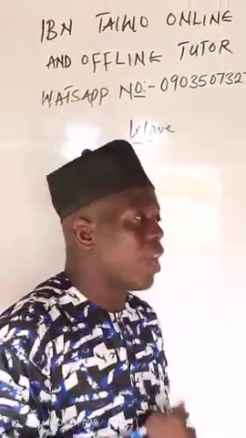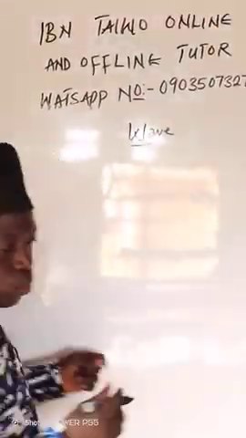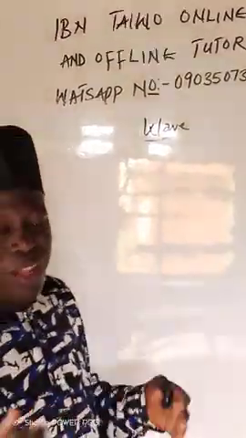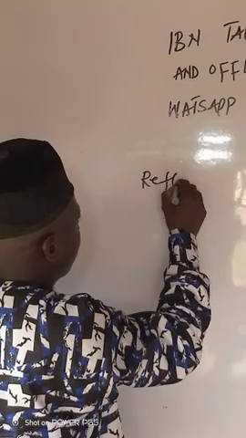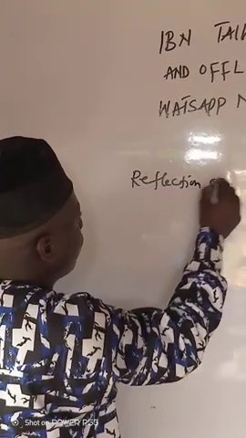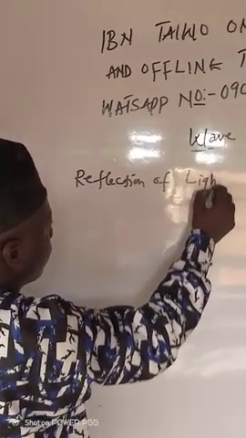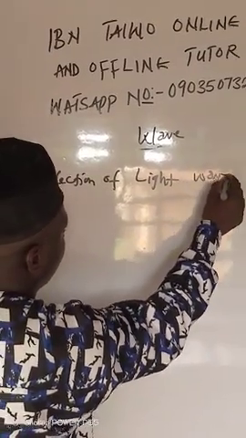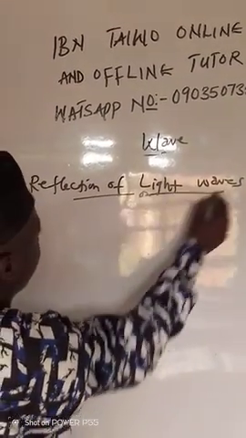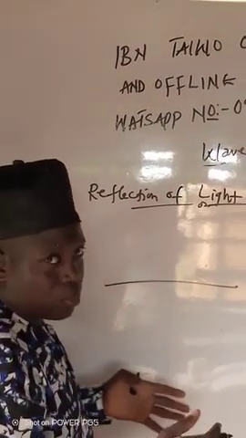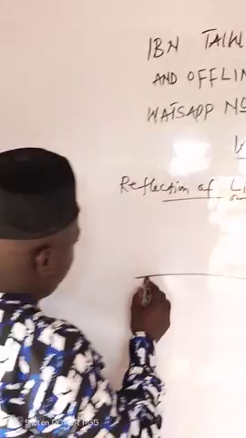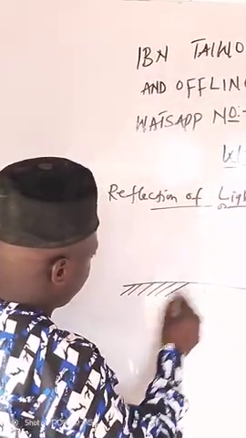Aspects under wave. The aspect that we want to talk about now is reflection of light wave. Under the reflection of light wave, we have two different types of surface, rough and smooth surface. We have the rough surface.